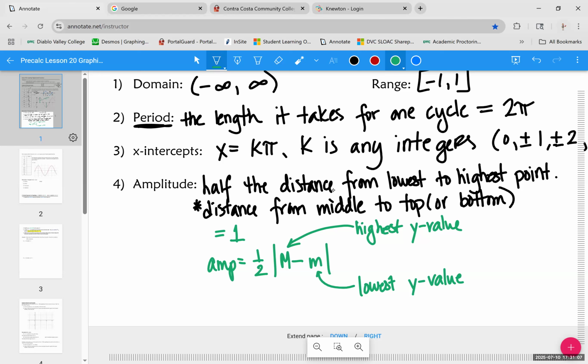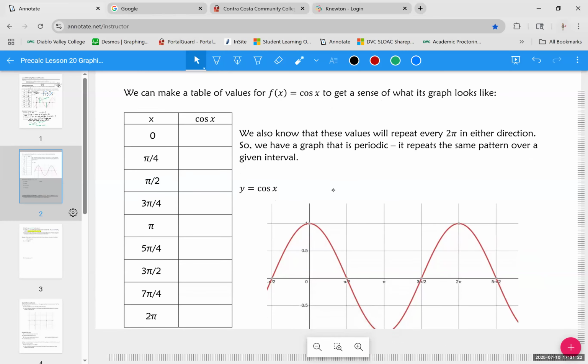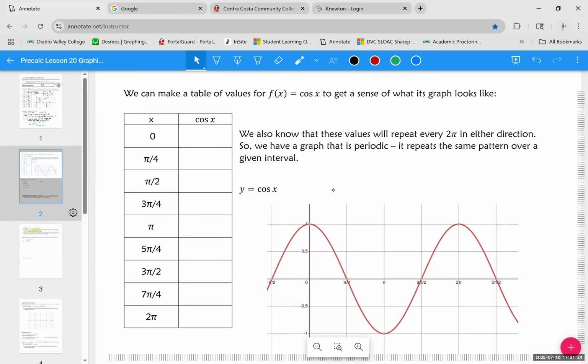But basically, we can just look at how far up or down from the middle, or the x-axis, it has gone to find the amplitude for sine. The same thing will be applicable to cosine. So we're going to do a table of values for cosine as well. Why don't you go ahead and pause the video and fill in this table of values.